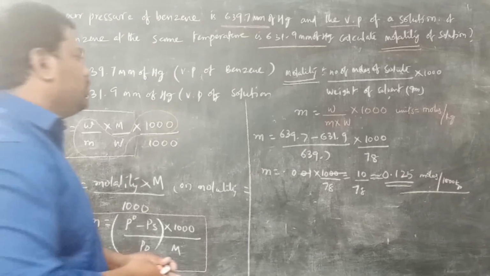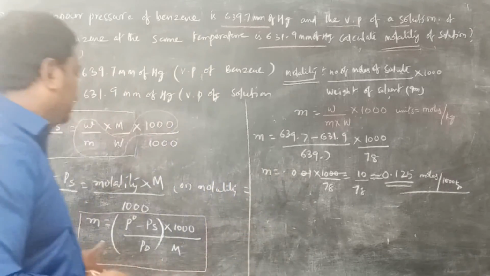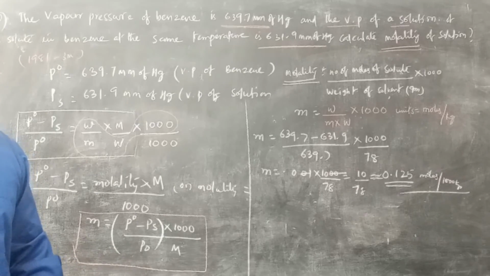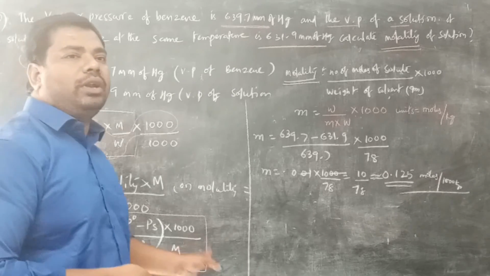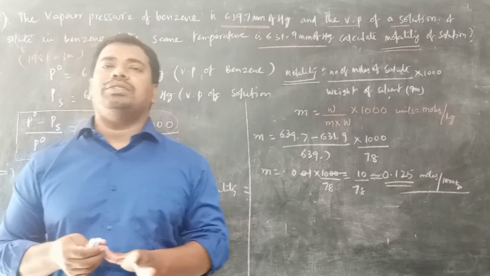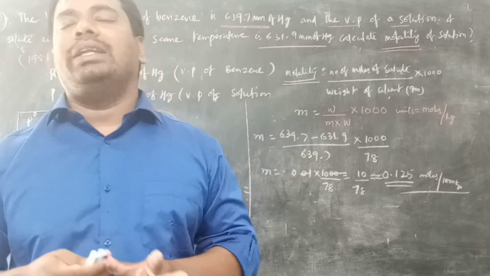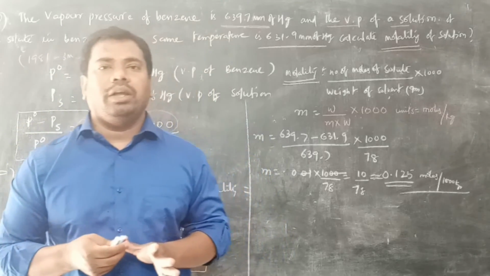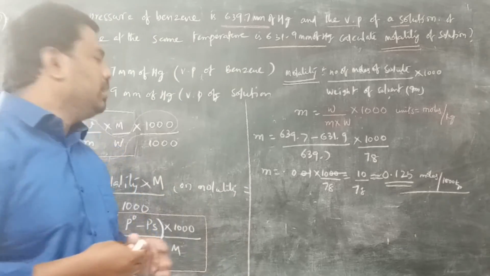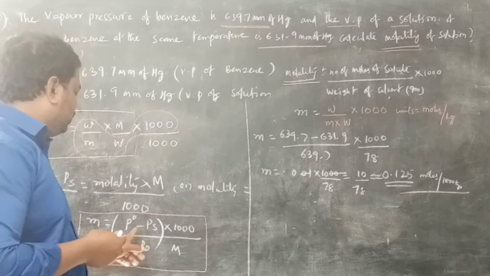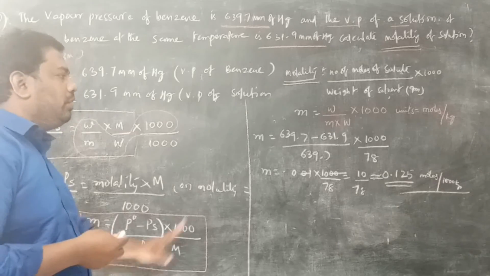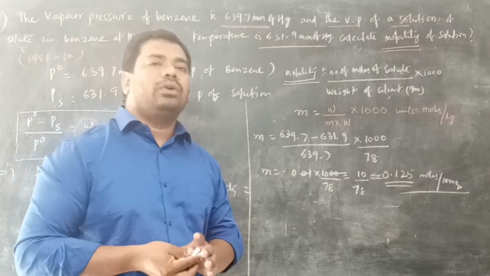This is the formula for the calculation of molality using relative lowering in vapor pressure. Remember the formula: molality equals (P naught minus Ps) by P naught into 1000 by capital M. Simply substitute the data into this equation and you will get the value.